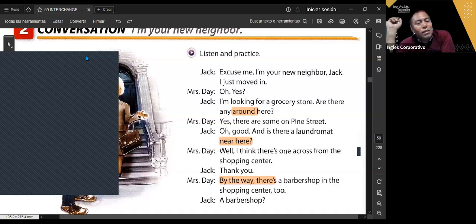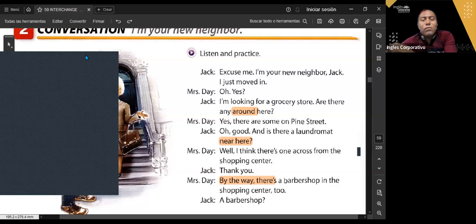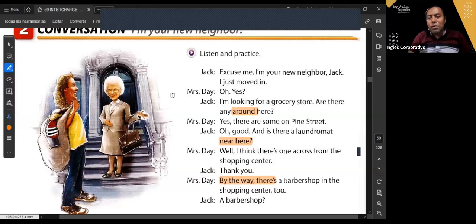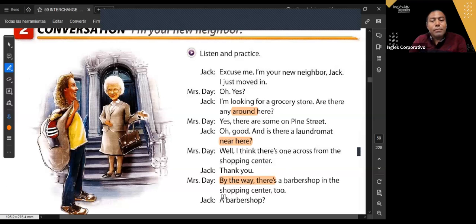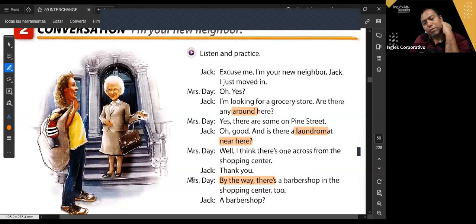Okay. Do you have questions with pronunciation or vocabulary? Lo único que me costó fue el principio, lo de new neighbor, pero fue por la mezcla de palabras. And your new neighbor, Jack. Yes. I'm your new neighbor, Jack. I just moved in. ¿Alguien más tiene questions with pronunciation or vocabulary? No question. Okay. Around here, near here. Laundromat, así como está escrito. Laundromat, yes. Okay, very good. Shopping center or shopping center, ¿verdad? Cualquiera de los dos. Okay, that's nice, very good.